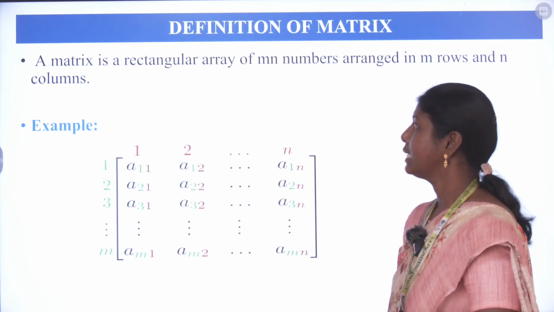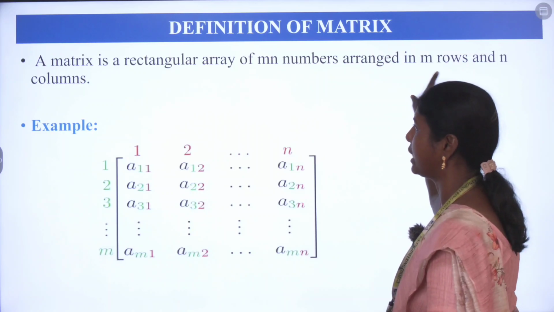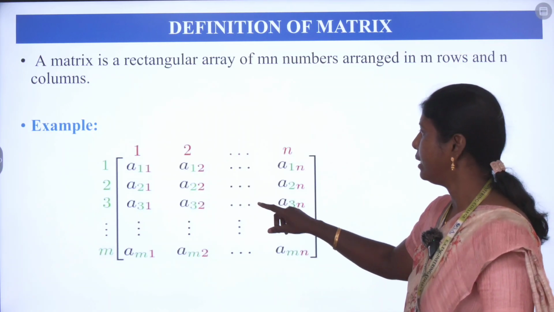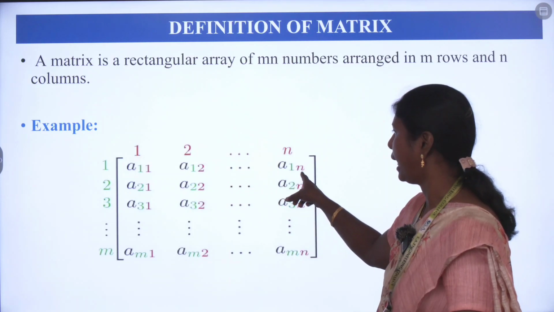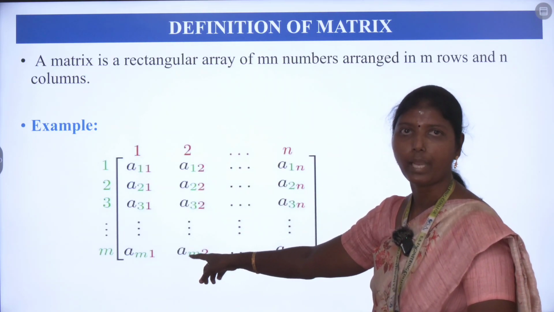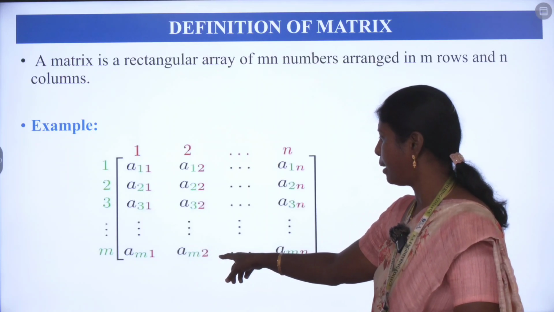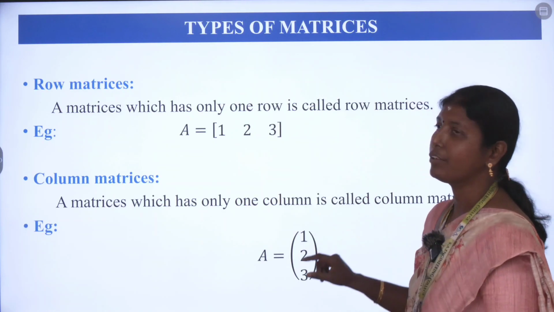Definition of a matrix is, a matrix is a rectangular array of m×n numbers arranged in m rows and n columns. For example, it will be arranged in rows and columns: a11, a12, and so on up to a1n, then a21, a22, up to a2n. Similarly, it goes on up to m rows: am1, am2, up to amn. So next, types of matrices.